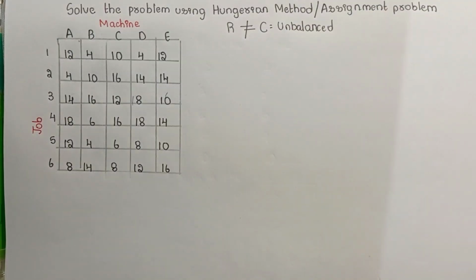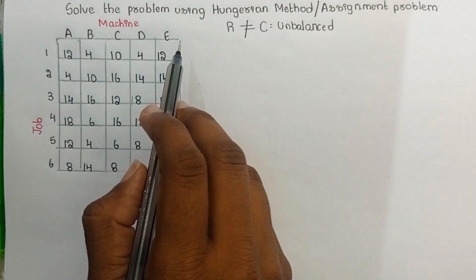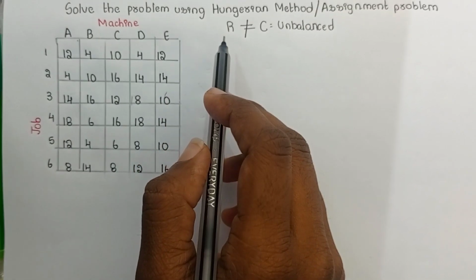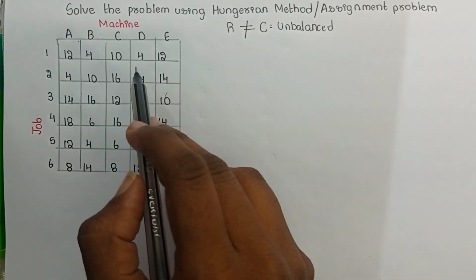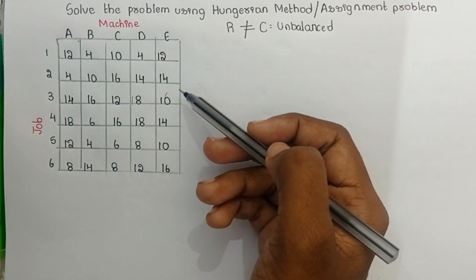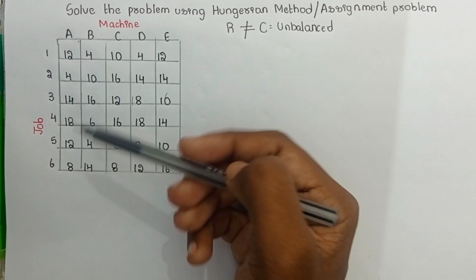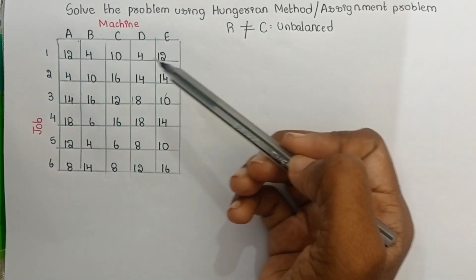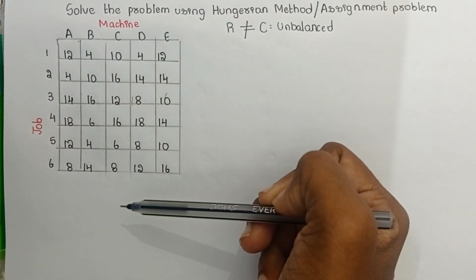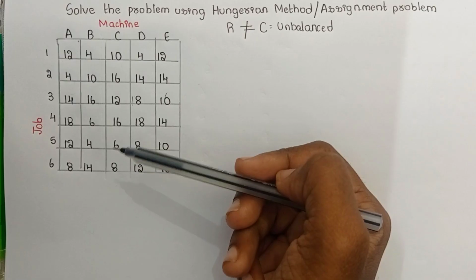Now what we have to do is convert it into a balanced problem, and after that we have to solve the problem. So now we have 6 rows and 5 columns. So we have to add one dummy column if we want to convert it into a balanced problem. If the number of rows is 5 and the number of columns is 6, it means we have to add one dummy row, and after that we have to solve the problem.